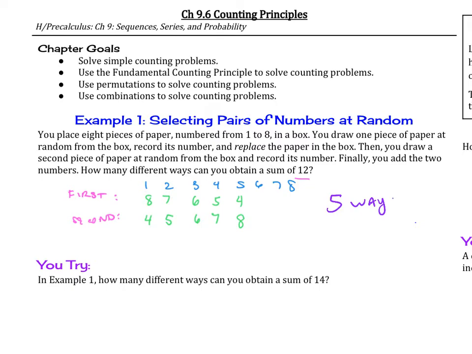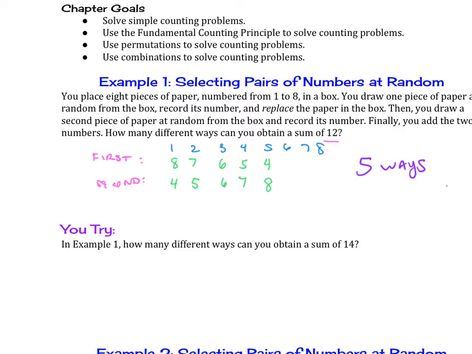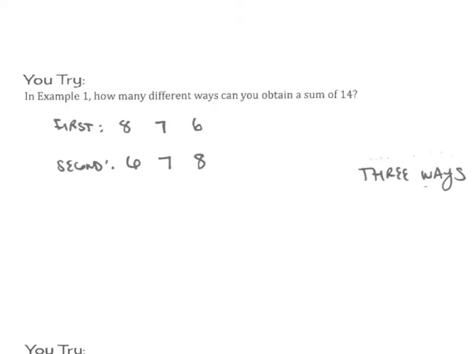So try this next example here. How many different ways can you obtain a sum of 14? So you can have 3 ways that you can obtain the sum of 14. So with the same exact numbers, the first draw is 8, then you have to draw 6, 7, and 7, and then 6 and 8.